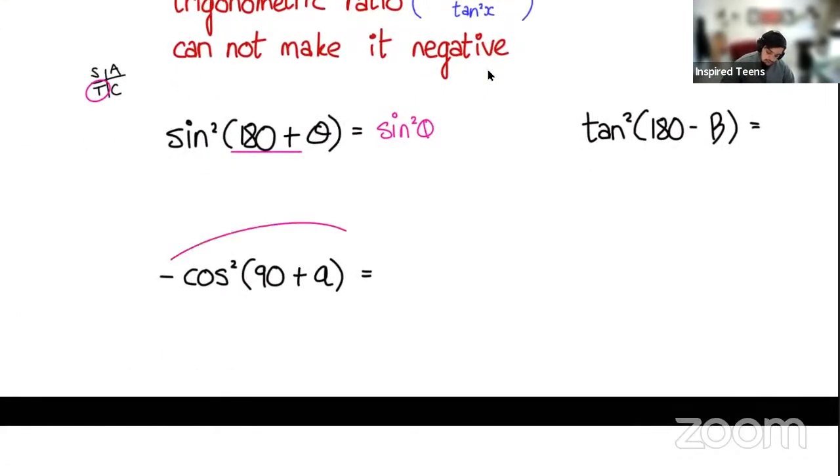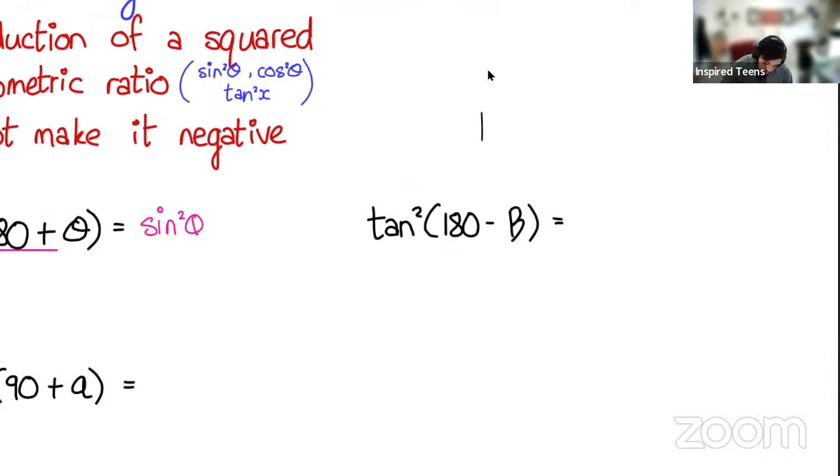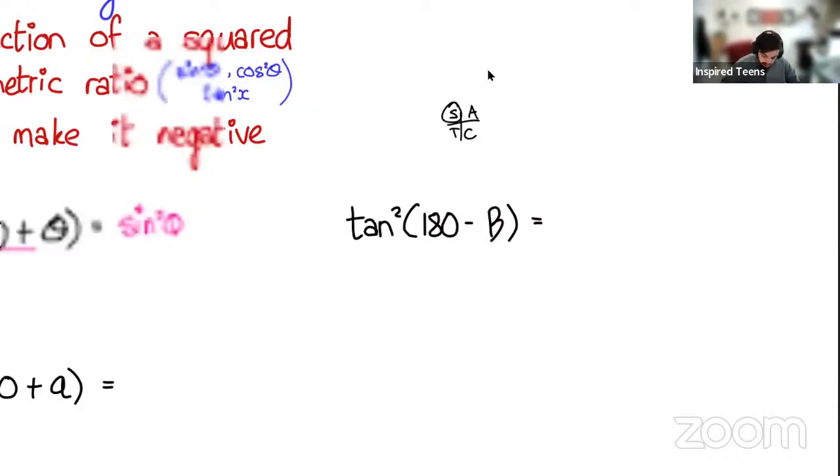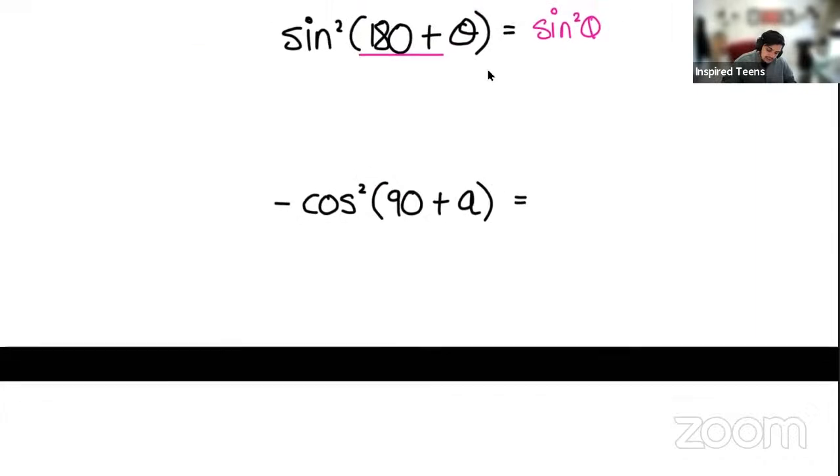Okay, then let's look at tangent. Again, 180, we can draw it to see if tangent is positive there or not. Tangent squared 180 minus beta. That's in the second quadrant, but tangent is not positive there. So you would think you'd put a negative, but you actually don't because of that square. So this answer is just tangent squared beta. Okay. What about this answer?